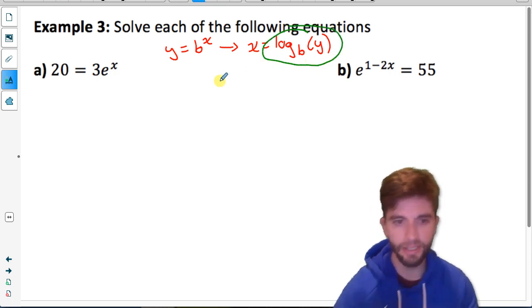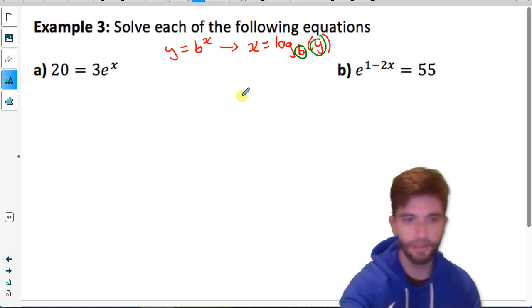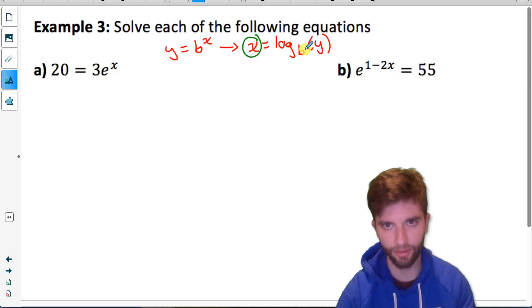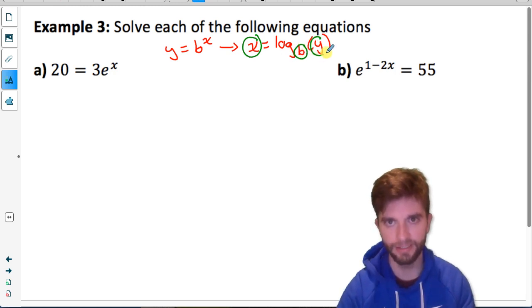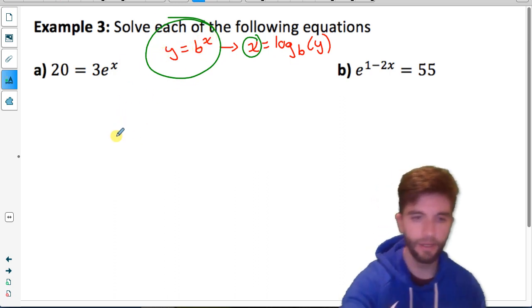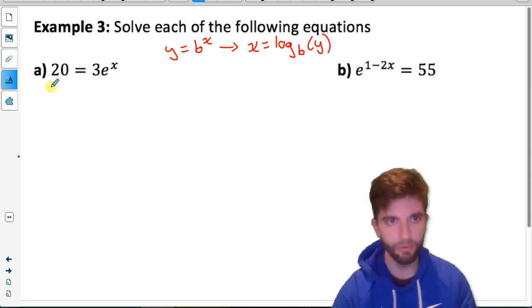Those two expressions mean the exact same thing. The answer to this would be the exponent that goes on b to get y. So this equation tells us that x is the exponent that goes on b to get y. So b to the x equals y. And that's exactly what that says, b to the x equals y. So you need to know how to transition between those two expressions. So let's start over here.